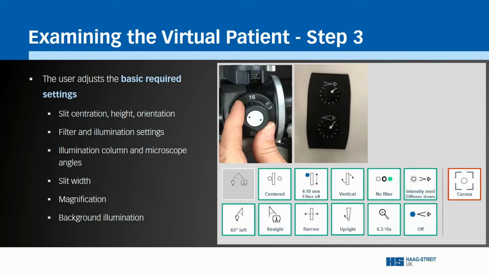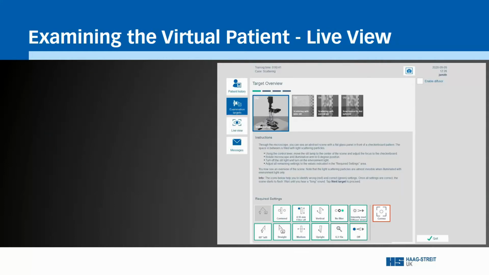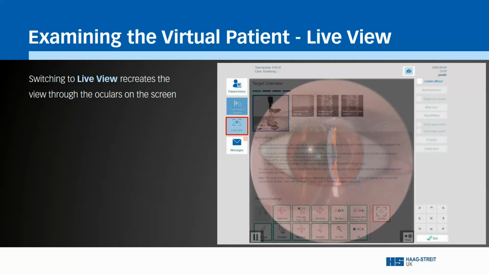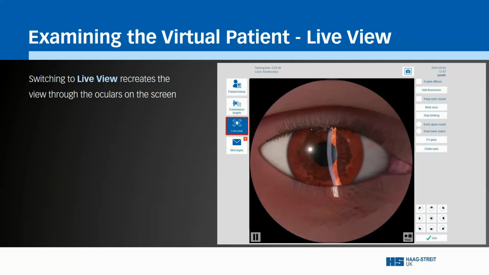However, once they have been achieved, you can switch to the live view. This recreates the view the examiner sees through the oculars of the microscope on the touch screen. The operator will find a host of additional controls on this screen. Setting the patient's direction of gaze to improve the view of a particular part of the eye. Enabling or disabling the slit diffuser, adding fluorescein, keeping the virtual patient's eye closed, making the eye blink or stopping it from blinking, everting the eyelids, fixing the patient's gaze, or dilating the pupil.